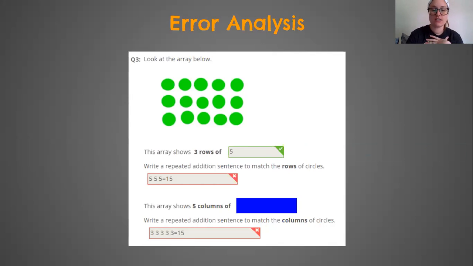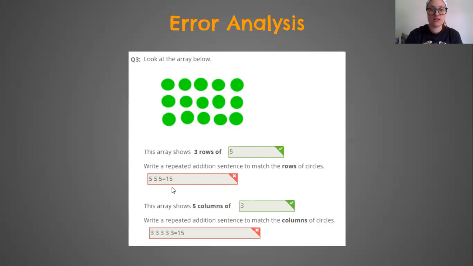Okay, let's look at the columns now. Let's skip down here. This array shows 5 columns of what? So columns go up and down. Okay, when you know your answer, put your finger on your brain. 5 columns of 3. So this scholar got those 2 pieces correct. How many were in each row and how many were in each column.